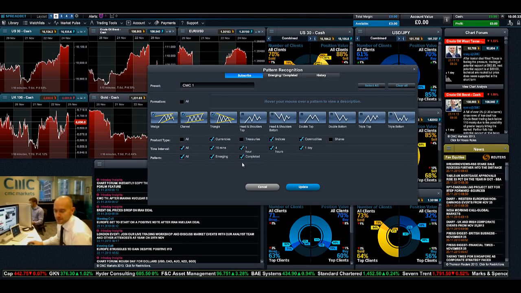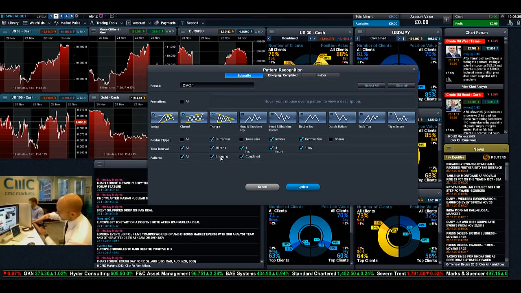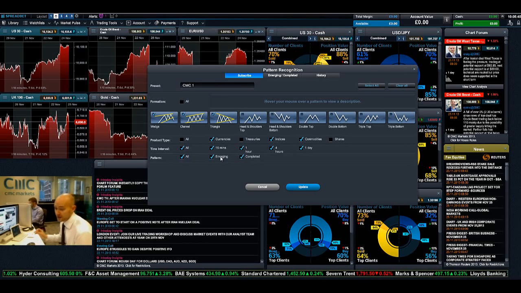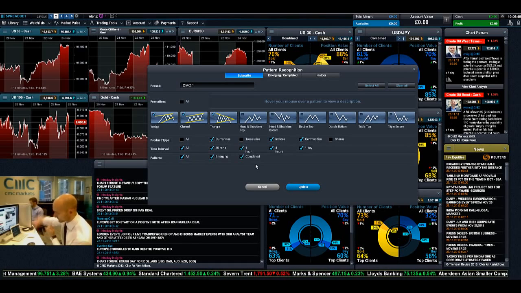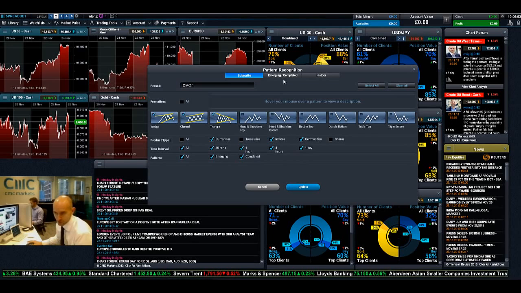Then you've got pattern type. And for pattern type you've got emerging, which is when you've got a triangle formation but the price action hasn't quite broken through it yet. So that's a trade setup that's not quite yet come to fruition. And then you've got completed patterns where you've actually had a technical breakout. It's already broken through the potential support or the potential resistance. And then you click update and you're good to go.